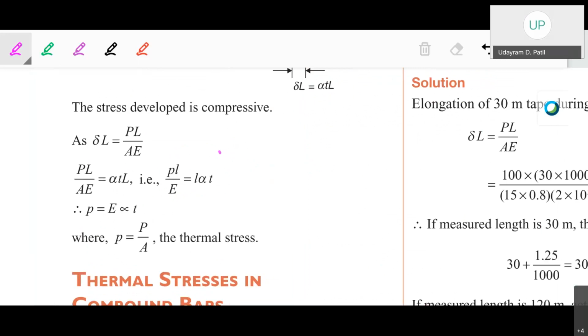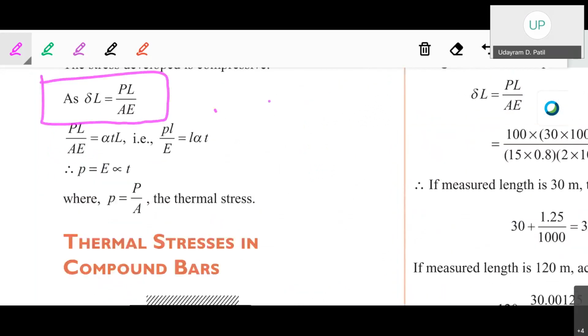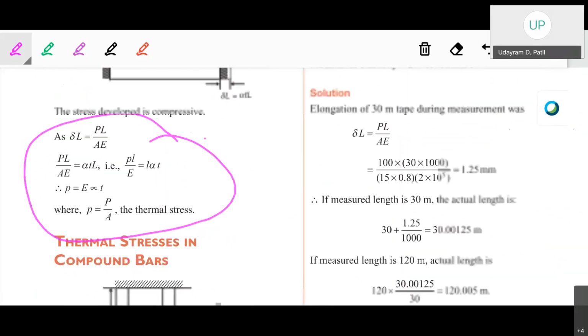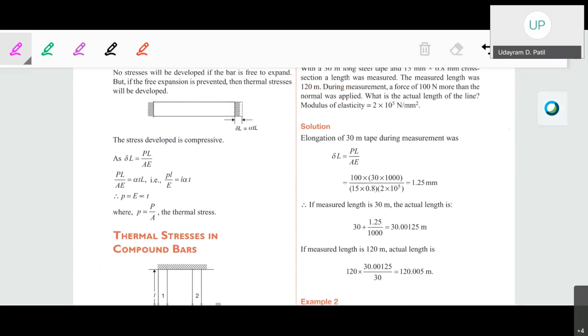Hooke's law formula we have: delta L equals P L upon A E, and from this particular session we know that the delta L occurring due to the change in temperature will be alpha T L. So by comparing both of these values, we can easily calculate the stress which is going to occur, or the thermal stress. Now the numericals on this particular topic we will take after this. This is your next topic.